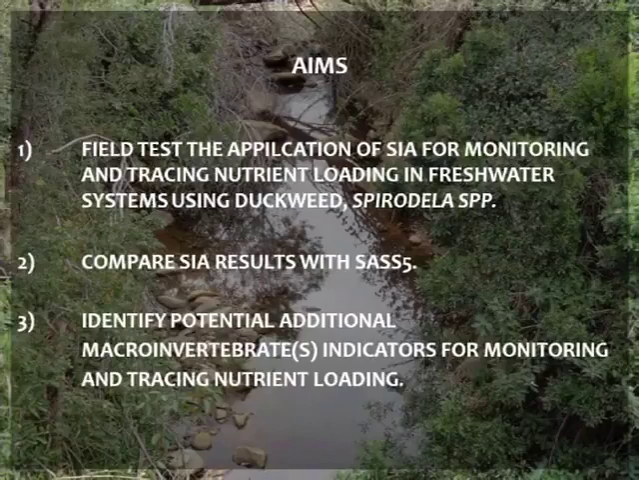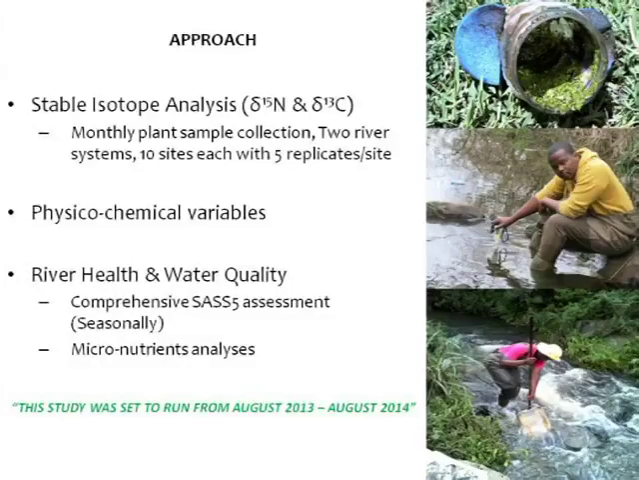The approach taken was stable isotope analysis for delta 15 nitrogen and delta 13 carbon, which are the heavy isotope signals. Multiple samples were collected in two river systems, 10 sites each, with 5 replicates per site. That was also accompanied by physicochemical on-site variables, and a comprehensive SASS assessment was done seasonally at every site to determine the river health and so the water quality of every site.